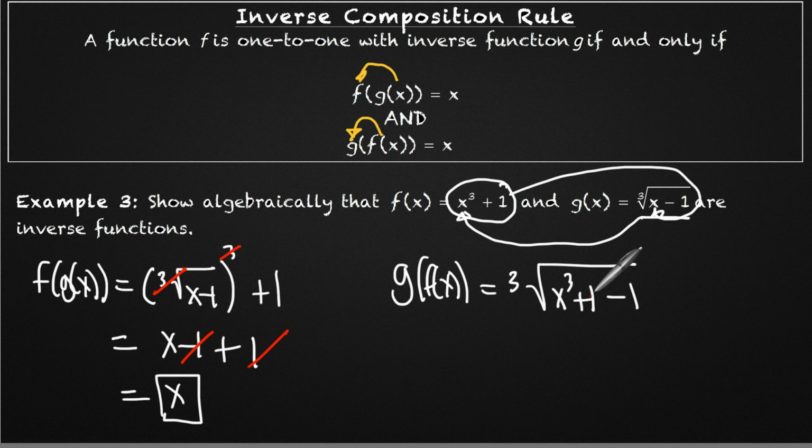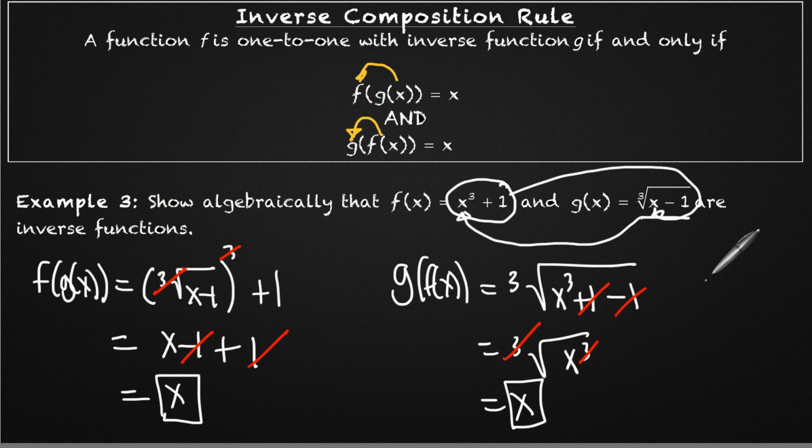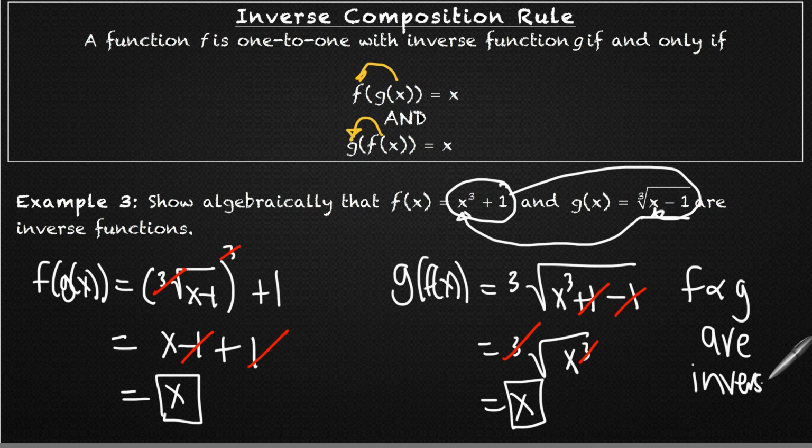So the first thing is that the 1's cancel out. So that's going to leave you with the cube root of x cubed. And then the cube root and the cubing cancel out. And that is what's going to leave you with x. So because you get x on both of those, you will conclude that f and g are indeed inverses. Now the nice thing is we already knew that because it said show it algebraically.